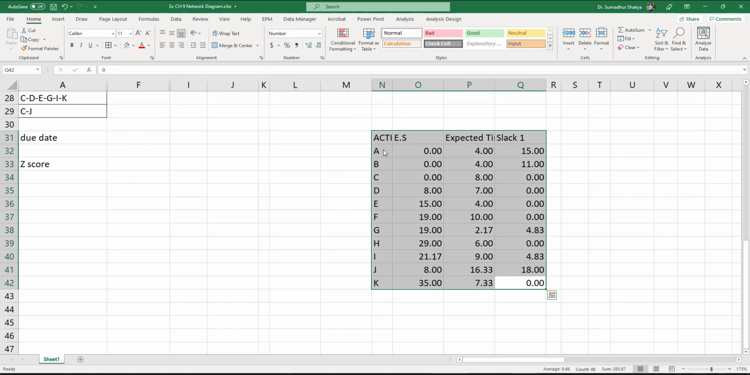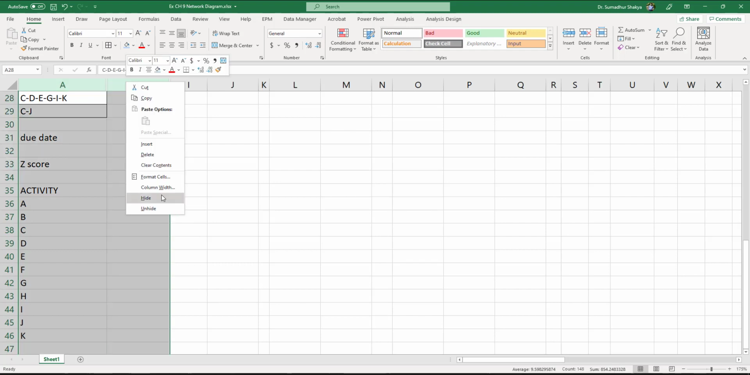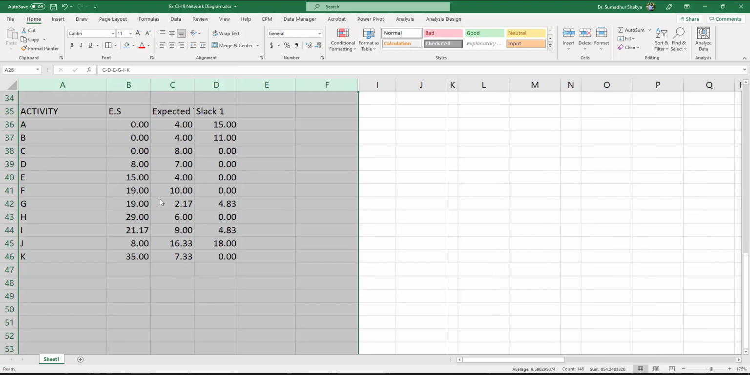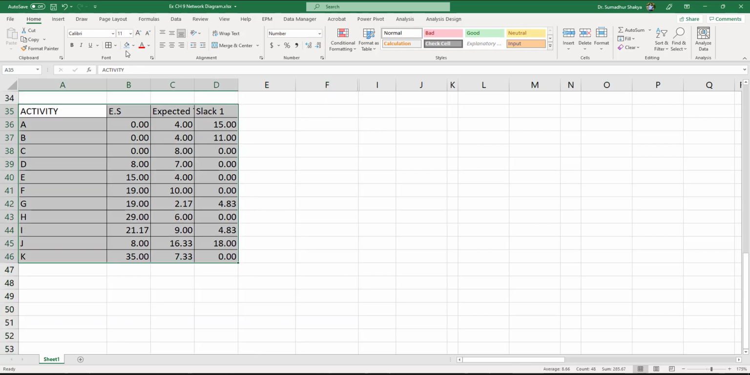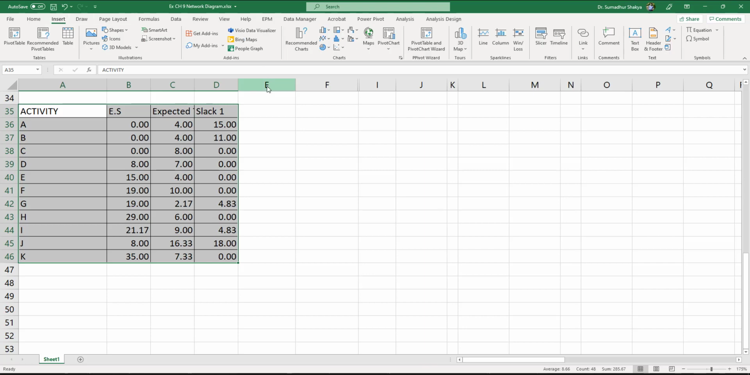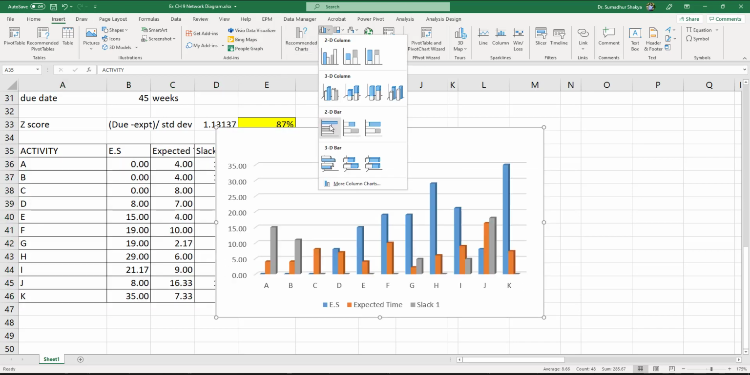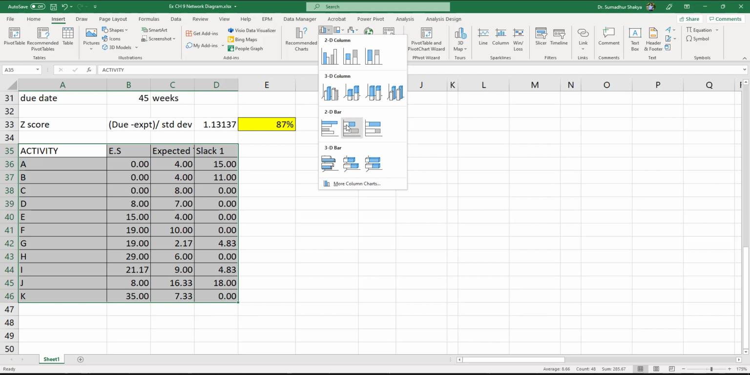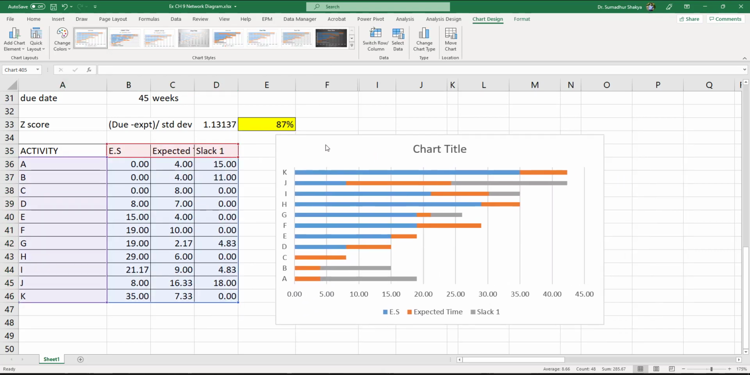Then I can use this to make a graph. So let me bring this down here so it's all visible, and unhide. Okay, so at this point in time, I'm going to use this to make a Gantt chart out of this. The easiest way to do this is using a horizontal bar chart, one after the other. Okay, so I'm going to do this.